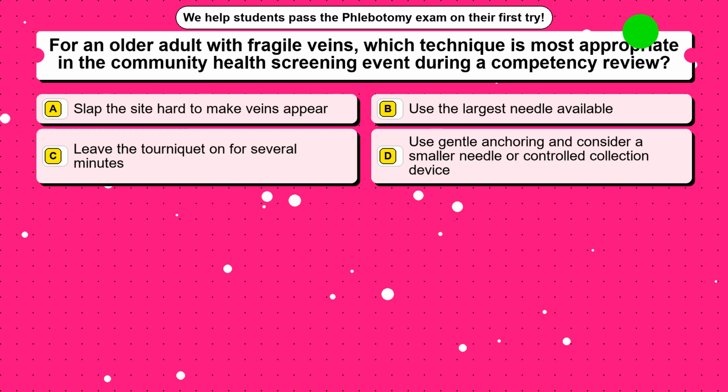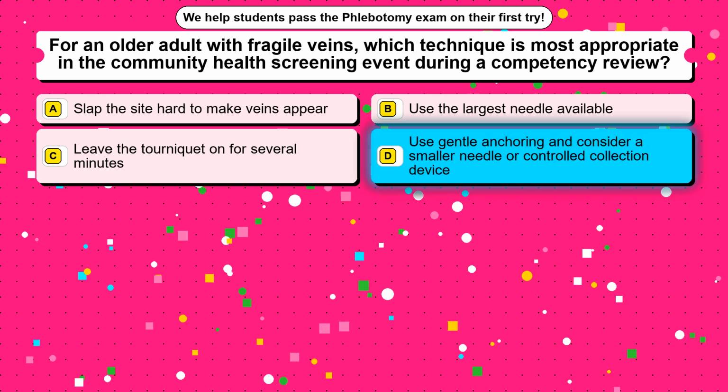Question 87. For an older adult with fragile veins, which technique is most appropriate in the community health screening event during a competency review? Option A. Slap the site hard to make veins appear. Option B. Use the largest needle available. Option C. Leave the tourniquet on for several minutes. Option D. Use gentle anchoring and consider a smaller needle or controlled collection device.